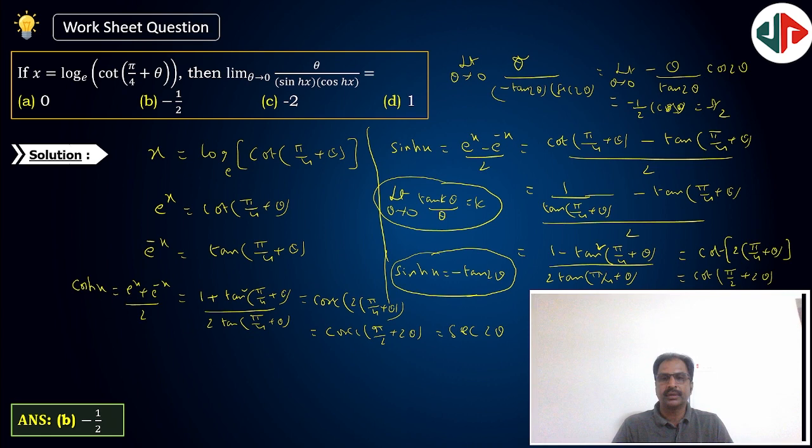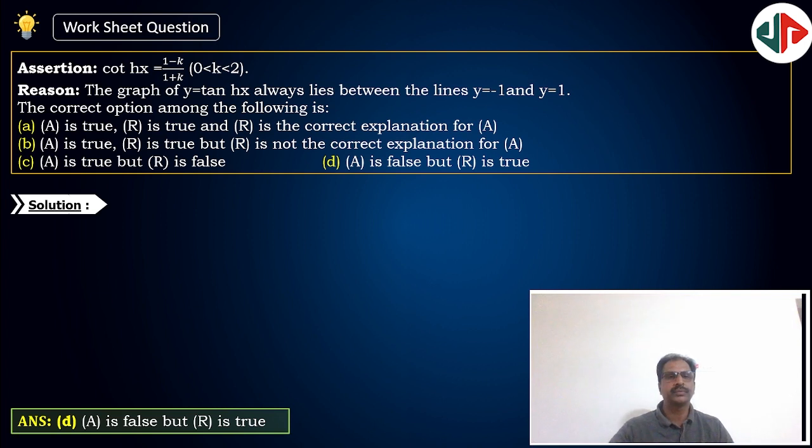So this will be a little bit lengthy. The assertion is absolutely false. It is not cot hx. It is not 1 minus k by 1 plus k. And the graph of tanh x always lies between minus 1 and 1. We know that the range of tanh x is the open interval minus 1 to 1, and hence the second statement, the reason, is correct. A is false, R is true.